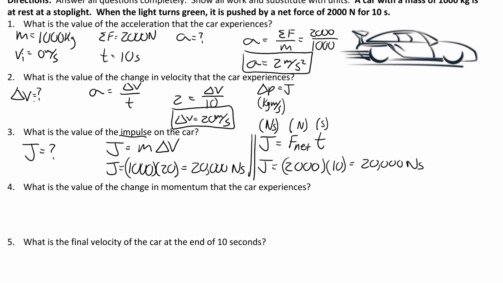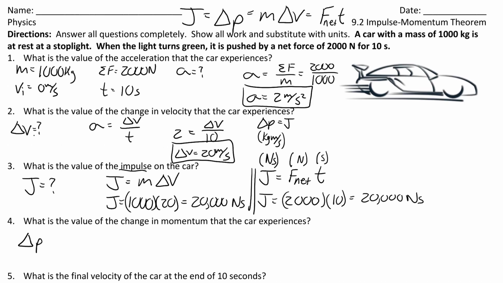Now, 4 says, what is the value of the change in momentum that the car experiences? So they're looking for the change in the momentum. And the impulse-momentum theorem, let's look at it. They're looking for this guy. So let's use that. Now we have a choice. We could use the impulse, which we just found, or we could use the mass times the change in the velocity, which we know, or we can also use the force times the time, which they tell you in the problem. Okay, so you have your choice.